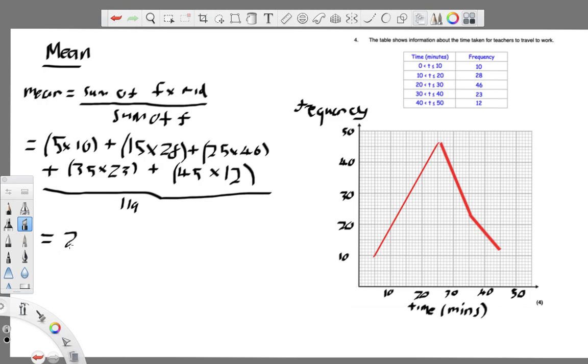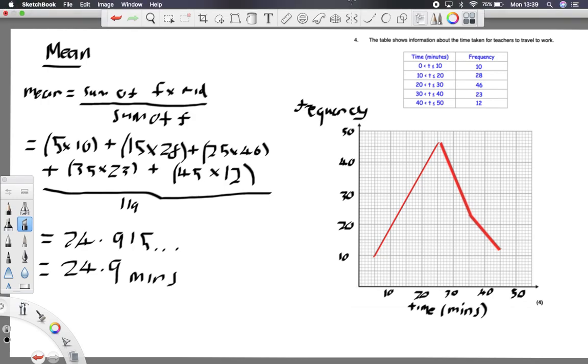So it's 24.915, and I'll just dot. So I'm going to round that just to one decimal place. So it's 24.9. Again, what does that answer mean? Well, it is the estimated mean, and it's the estimated mean for the time that it takes the teachers to travel to work. So it'd be 24.9 minutes. That is an estimate for the mean for that data.